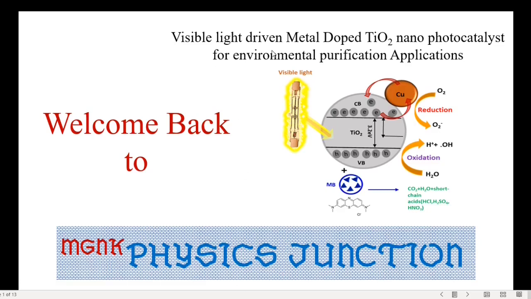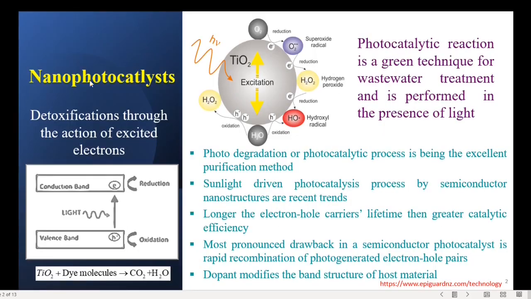In today's video, let us talk about visible light-driven metal-doped titanium dioxide nanophotocatalyst for environmental purification applications. Let us begin with the overview on nanophotocatalyst.